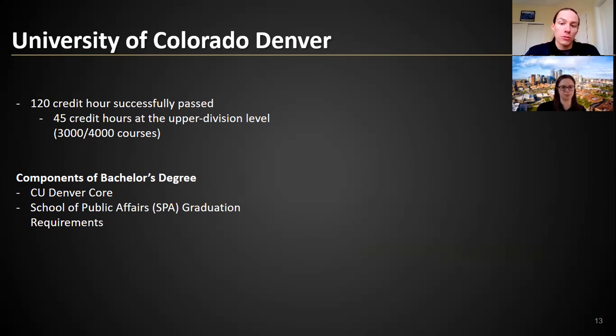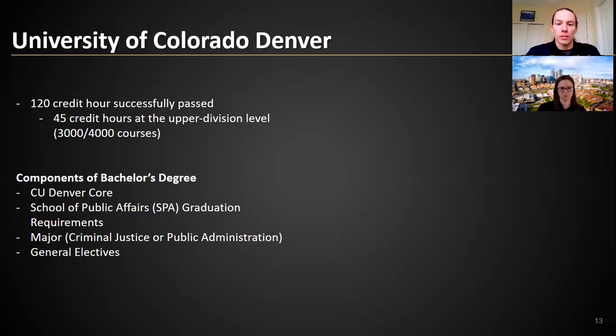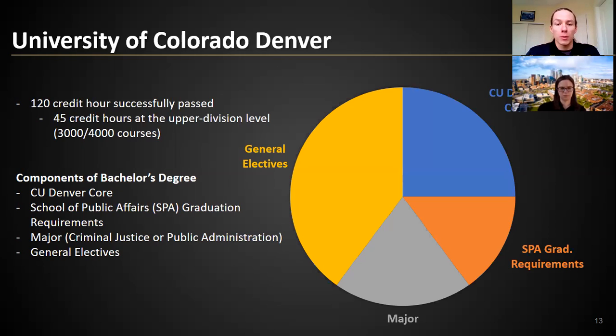Next is the School of Public Affairs graduation requirements. These are requirements specific to SPA students. Next are your major specific courses, either criminal justice or public administration. Finally, general electives. Your general electives are courses that help you reach the 120 credit hour minimum and the 45 credit hours of upper division coursework. You can use general electives for lots of things, including pursuing minors, concentrations, secondary language courses, study abroad programs, or just any courses that you're interested in.